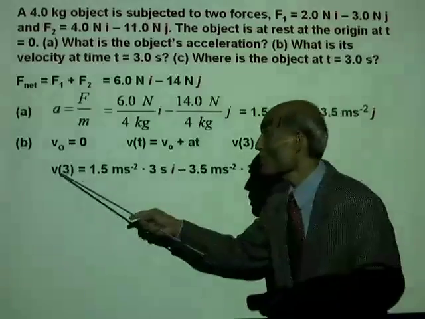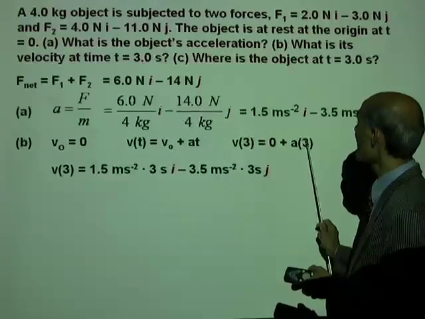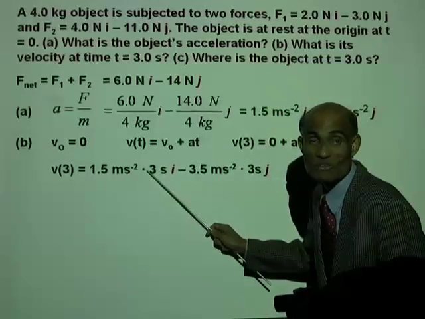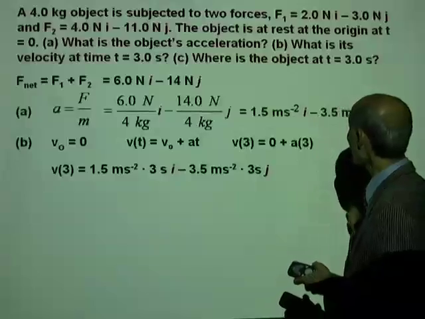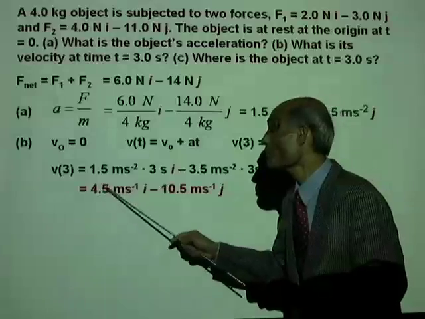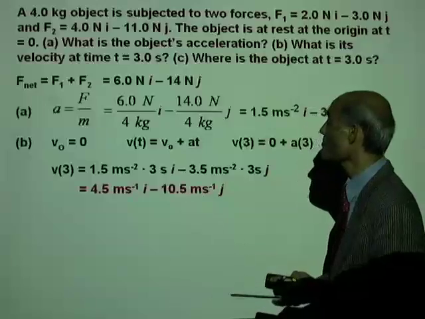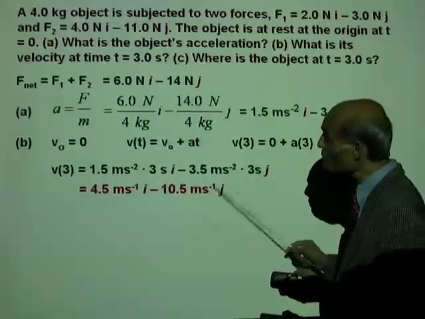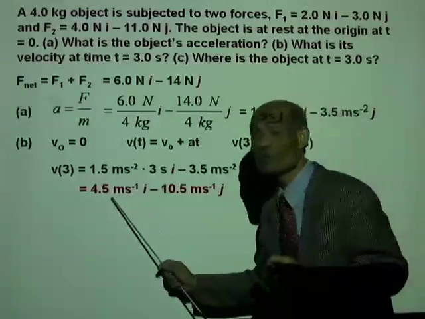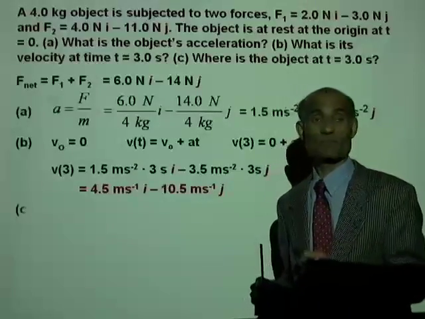Let's do that. So velocity at the end of 3 seconds is acceleration multiplied by 3. In other words, multiply the x component of the acceleration by 3 minus multiply the y component of the acceleration by 3. That will be 4.5 meter per second i minus 10.5 meter per second j, and this is the velocity vector at that time. And if you want to find this in the magnitude angle form, you can do so. You know how to do that.